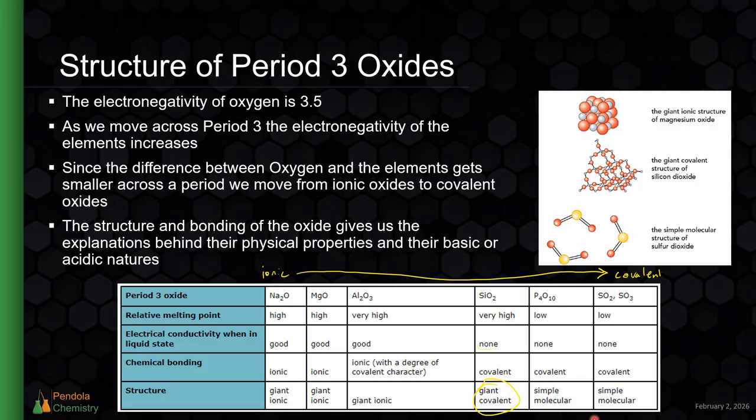But that's it. Those are some of the chemical properties of the period 3 elements based on their structure, as well as the reactions we saw earlier. That is it for section 10.5. I'll see you all in the next video to discuss the chlorides of the period 3 elements in 10.6.